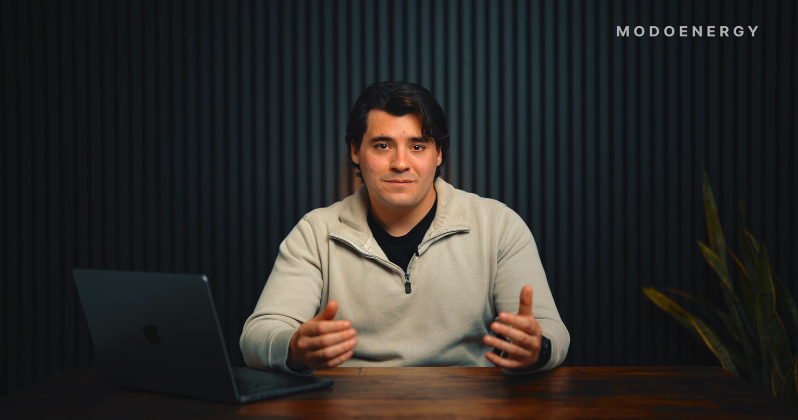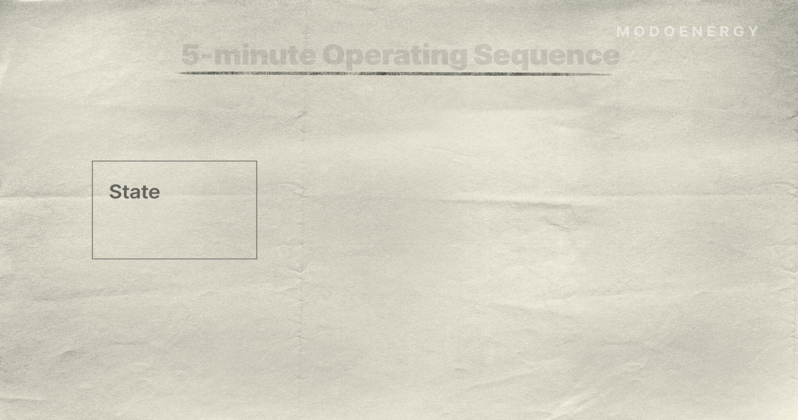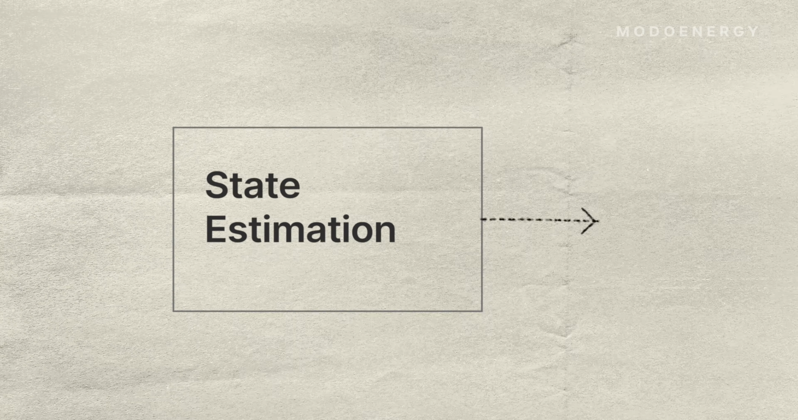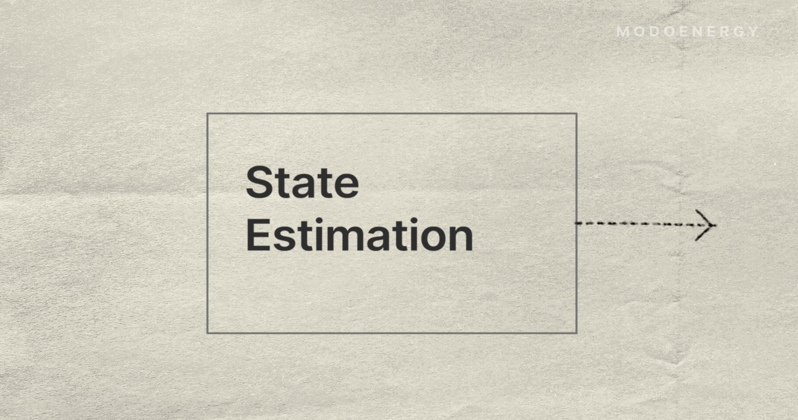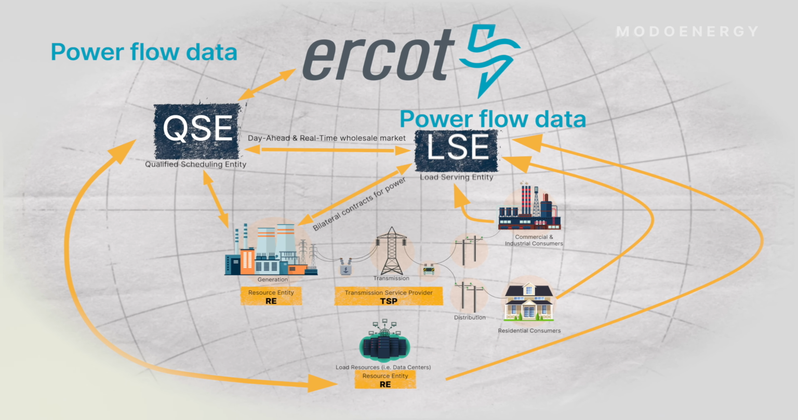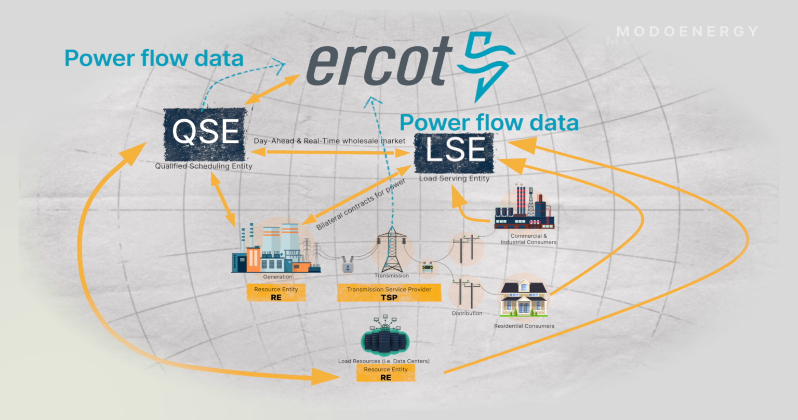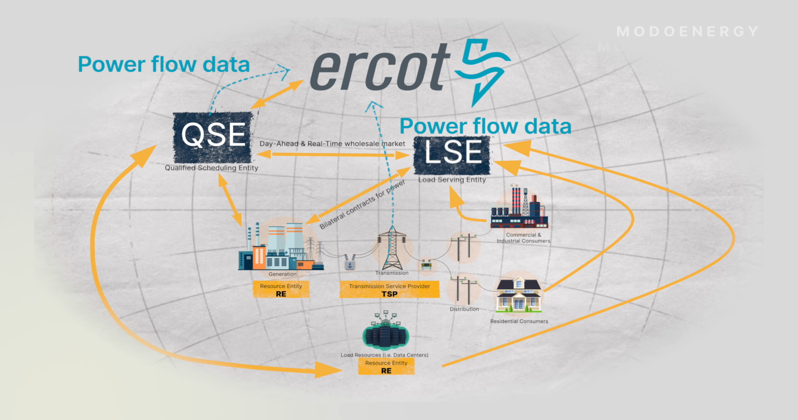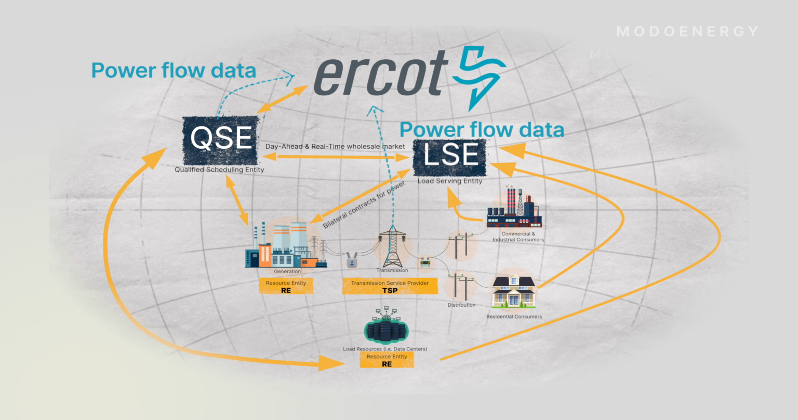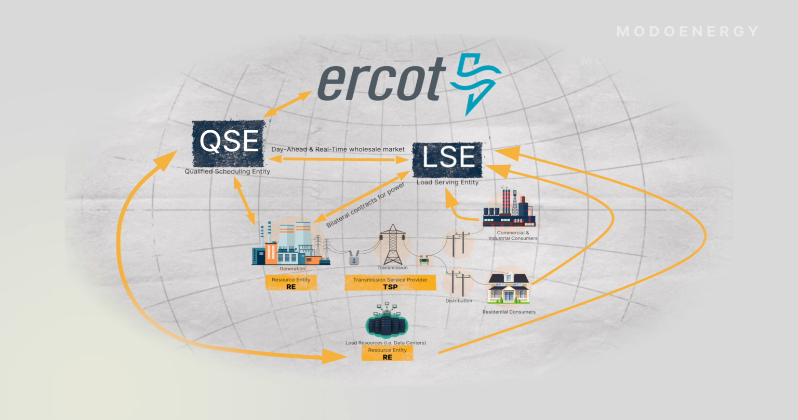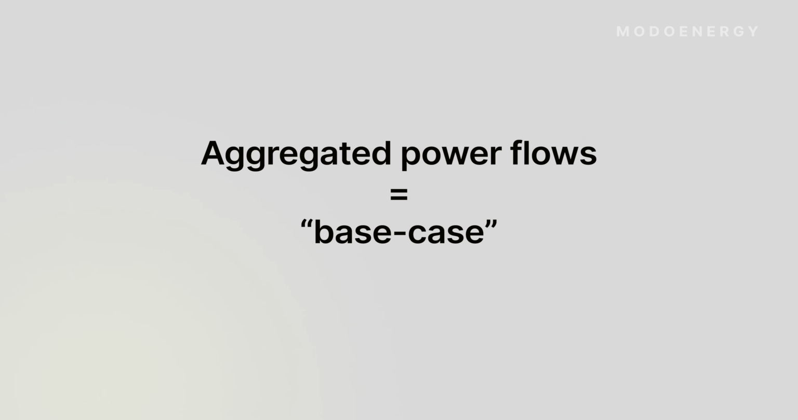But what actually happens within those 5-minute operating intervals? Every 5 minutes, 24/7, 365, ERCOT initiates its state estimation process. During state estimation, ERCOT receives data to determine the power flows at each piece of transmission and generation infrastructure across the entire grid. And the aggregated state of all of these power flows is known as the base case.